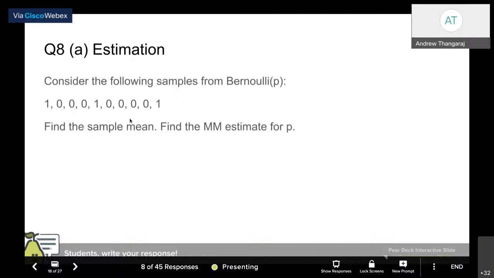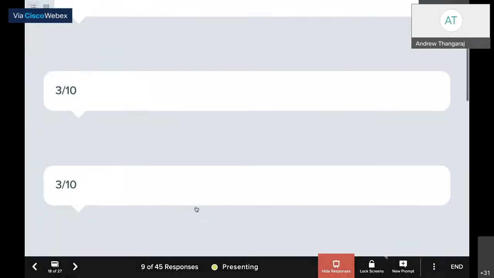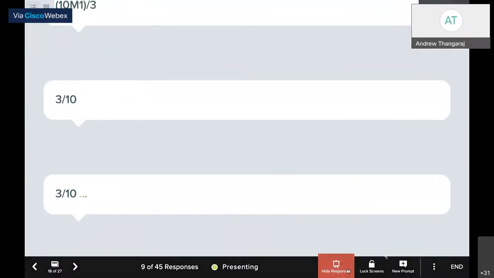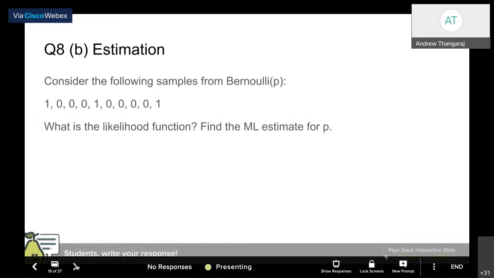So in this case, the sample mean is 3 by 10. You equate it to the expected value of the distribution mean, which is p. From there, you directly get the answer. Okay, so it's as simple as that. Let me see. Most people have got it: 3 by 10. So it's pretty good. Let's move on to the next one.